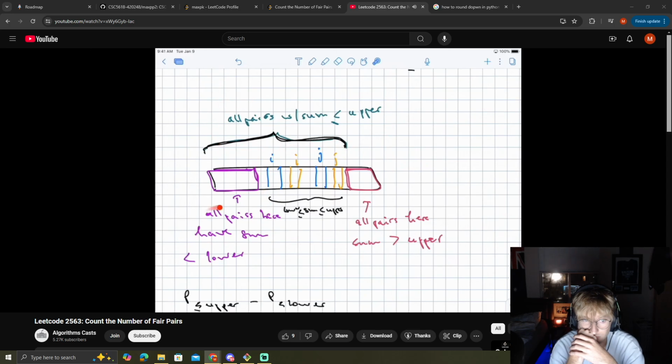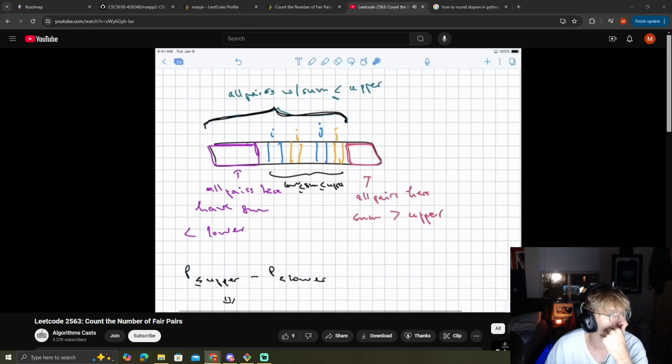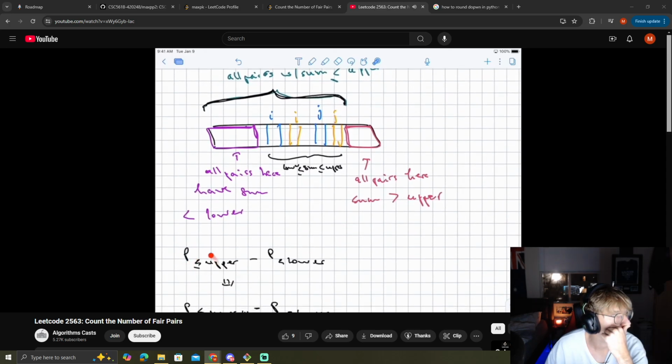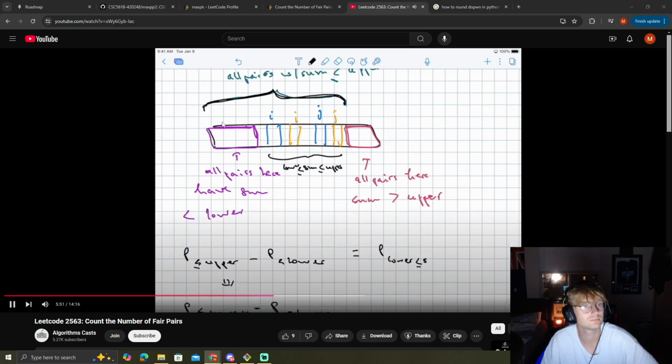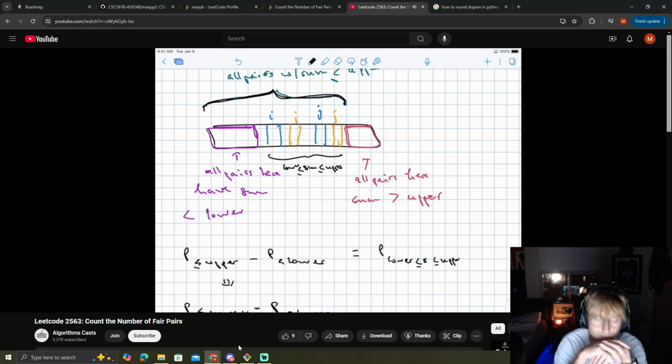Calculating this and this is a lot easier. It's just counting the pairs that have a sum that is smaller or equal than a single value. And this here is just counting the pairs that are smaller than a single value. And so if we say that p of smaller than or equal to upper would be just the number of pairs that is smaller or equal to upper, and this is the number of pairs that is smaller than lower, then this is exactly our answer that we are looking for. This is the pairs that have the sum between lower and upper.